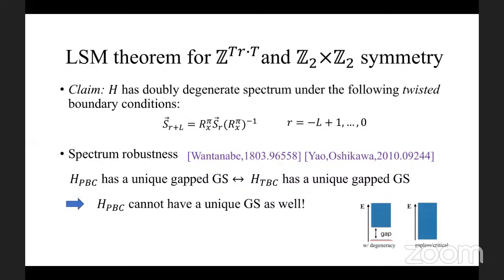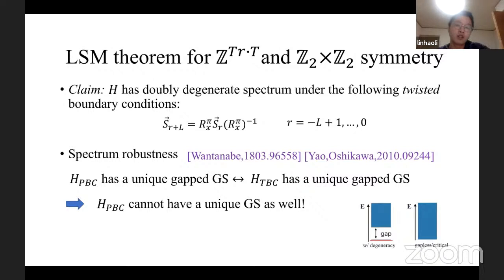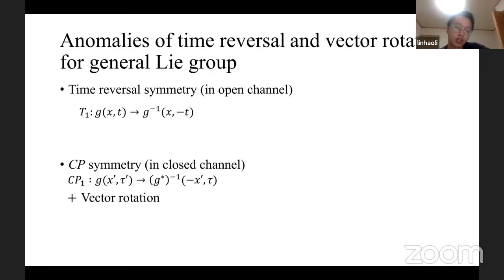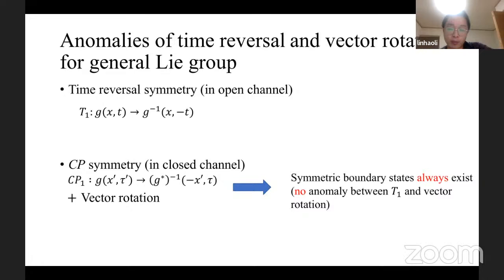Now, let me continue. So besides the SU2 case, we can also define the T1 and the T2 symmetry for the Wess-Zumino-Witten model with general groups. So T1 still maps g to g inverse, and it acts as the CP1 symmetry in the closed channel. Then we found there is always a symmetric boundary state. Therefore, T1 and the vector rotation is always anomaly-free.